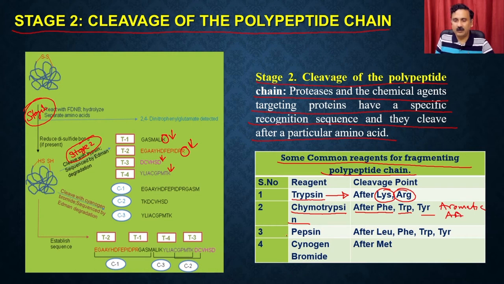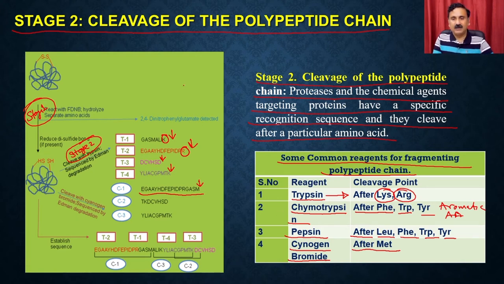So then we can also use pepsin. Pepsin is going to cleave the polypeptide chain after the leucine, phenylalanine, tryptophan or tyrosine. And then you can also use different types of chemicals. For example, cyanogen bromide is going to cleave the polypeptide after methionine. For example, these are the peptide sequences generated by the cyanogen bromide. So you see, this is the methionine, and after the methionine it has been cut by the cyanogen bromide.